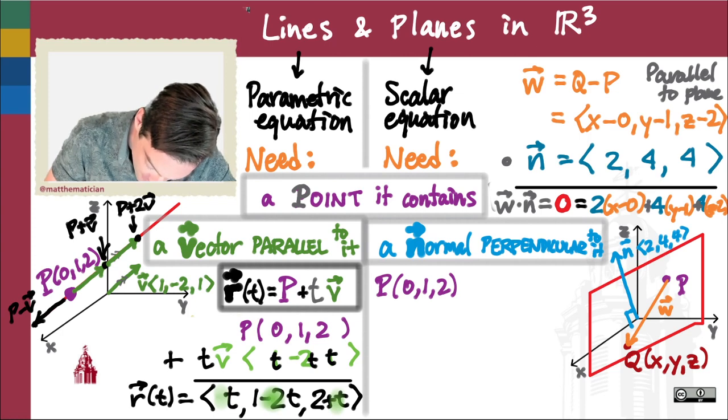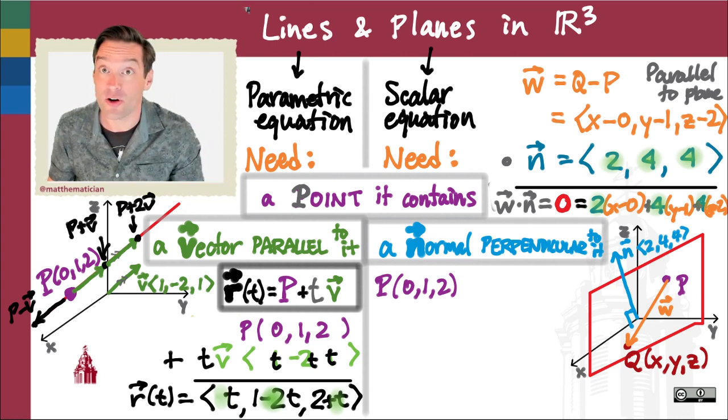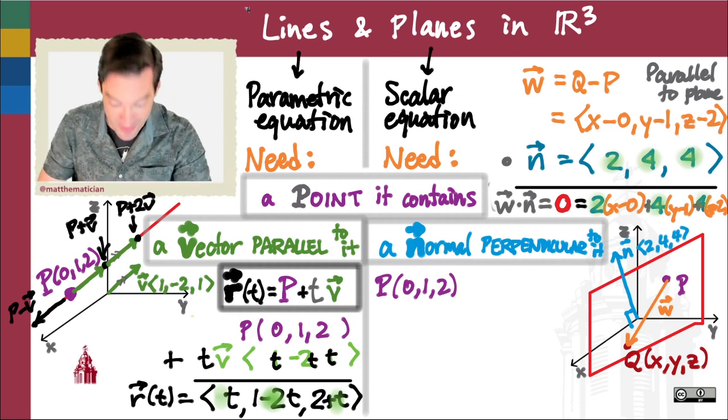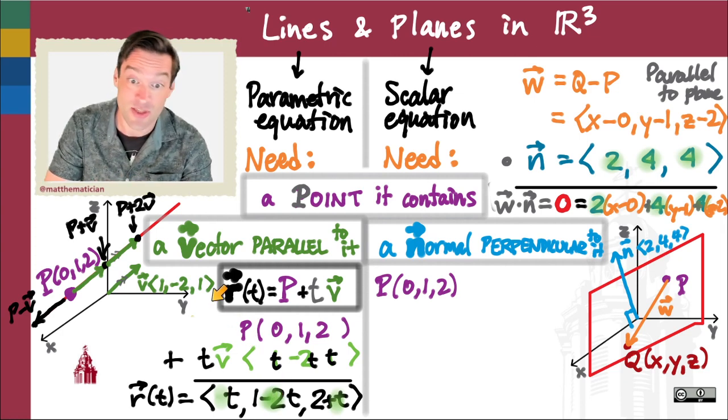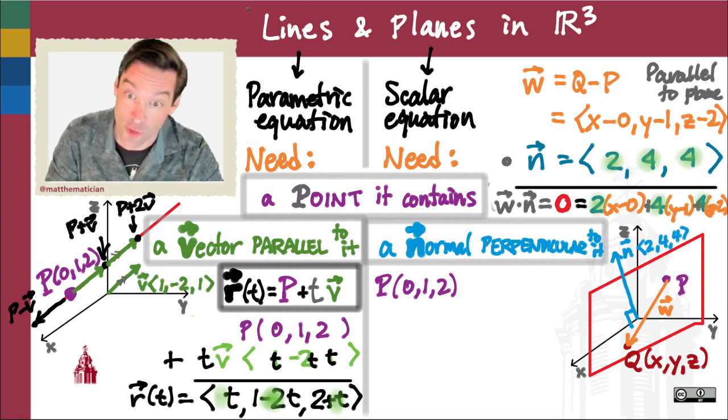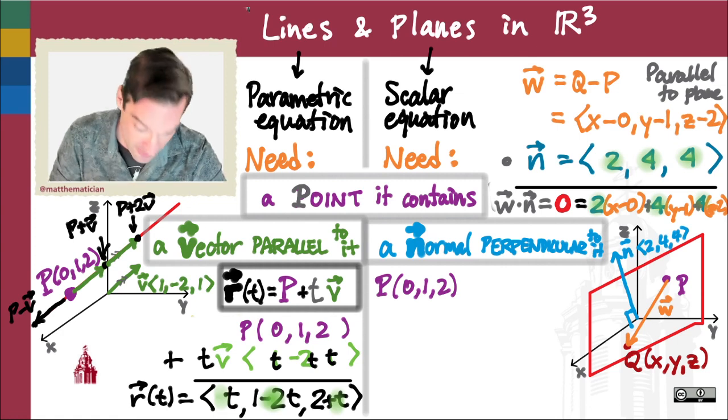Those coefficients came from the components of my normal vector. And so at the end of the day, just like with our line equations, we can read off the normal vector in a plane equation just by reading the coefficients of x, y, and z. When we read the coefficients of t in a parametric vector equation for a line, it gave us the direction vector of the line. When we read off the coefficients of x, y, and z in a plane equation, it gives us the coordinates of a normal vector to that plane.